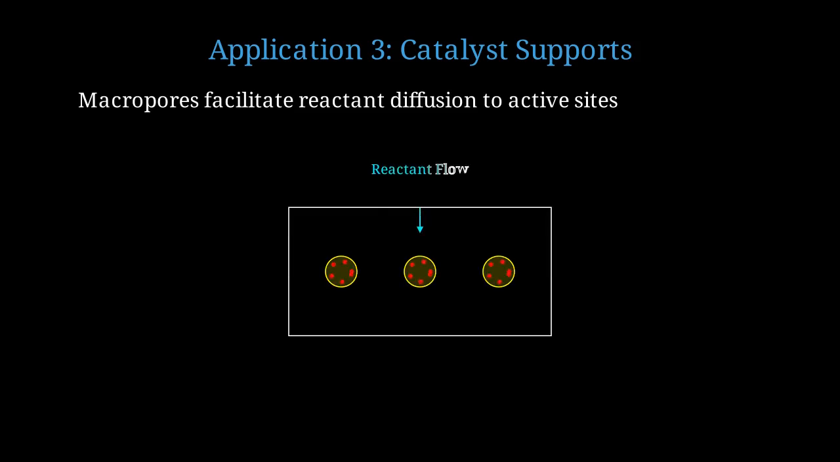This schematic shows a catalytic support. Yellow circles are macropores providing transport channels. Red dots on pore walls are catalyst nanoparticles with high surface area. The blue arrow indicates reactant flow through the interconnected pore network.